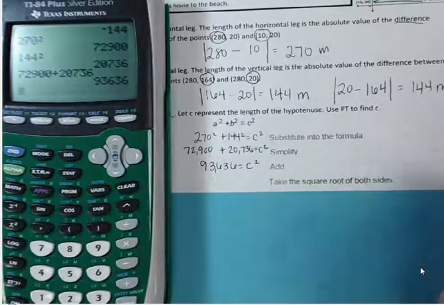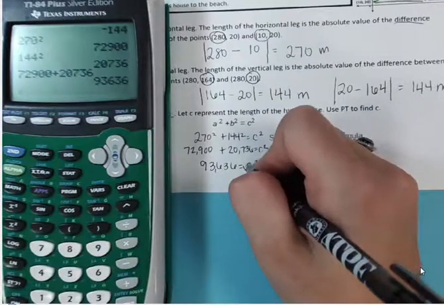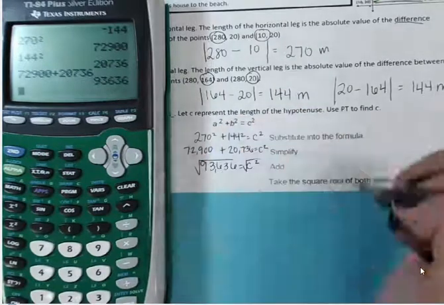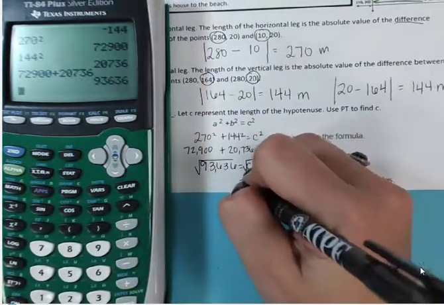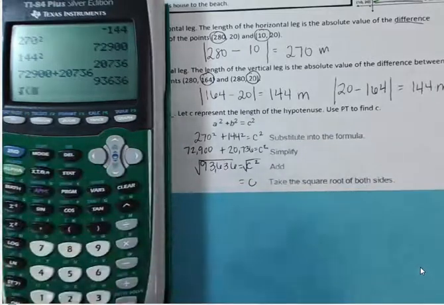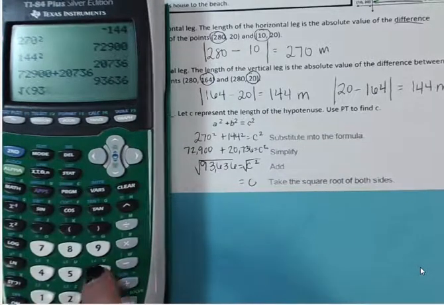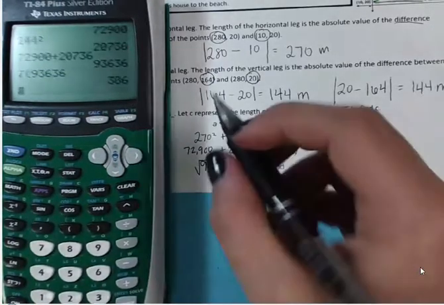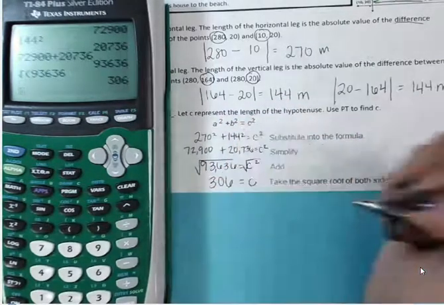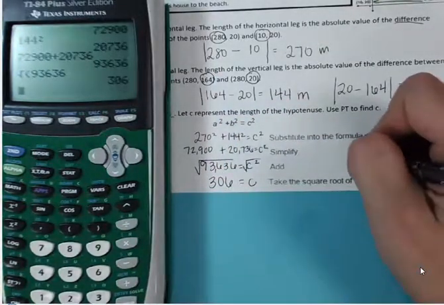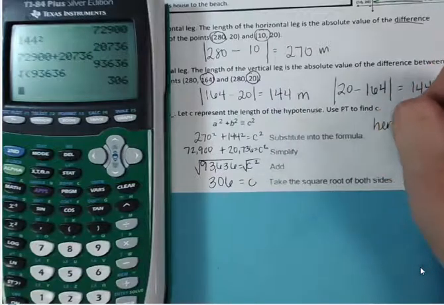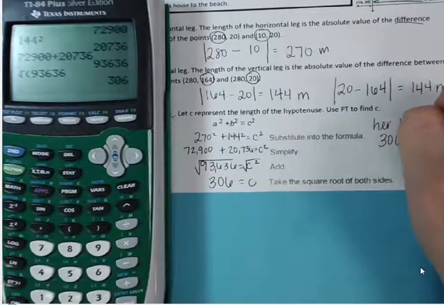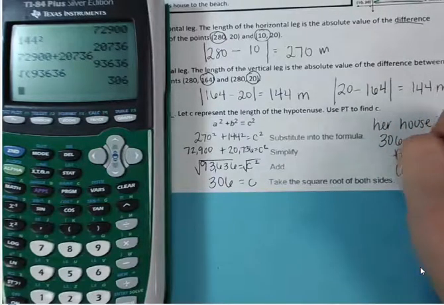Now it says take the square root of both sides. So we have C is equal to the square root of 93,636, which is 306. So what does this mean? Her house is 306 meters from the coast.